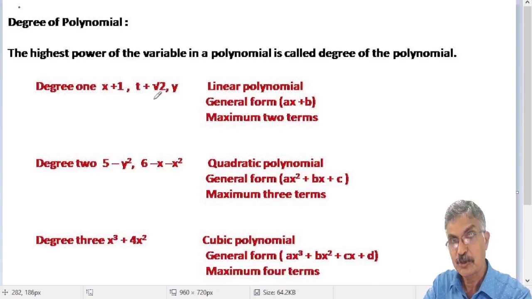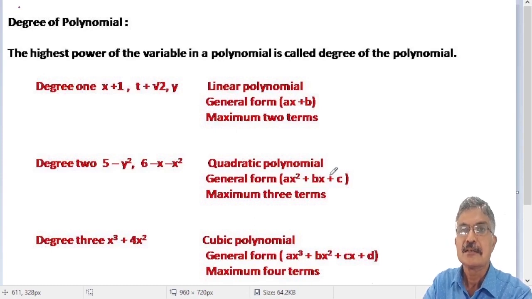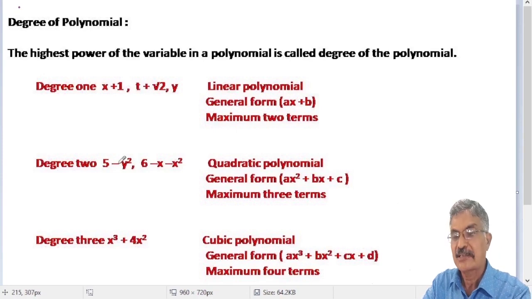And there are polynomials with degree 2. Such polynomials are called quadratic polynomials, and their general form is ax square plus bx plus c. Maximum number of terms should be 3, minimum 1, and the minimum term should be the term with x square.